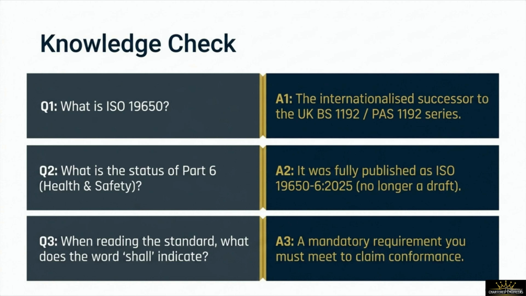Question 3. When reading any part of the standard document, what does the specific word shall indicate? The answer is clear. It indicates a strict mandatory requirement that your project team must meet completely to claim formal conformance with the standard. This completes our lesson on the architecture of ISO 19650.